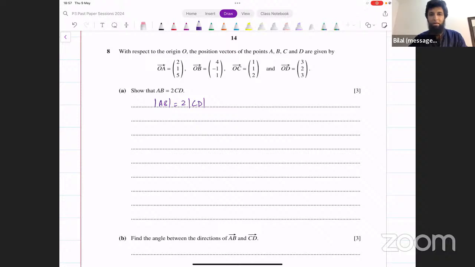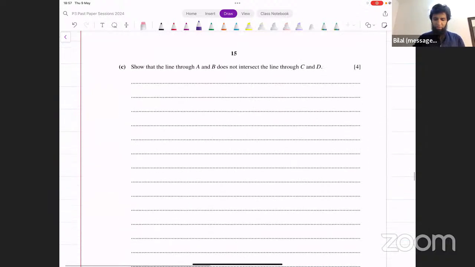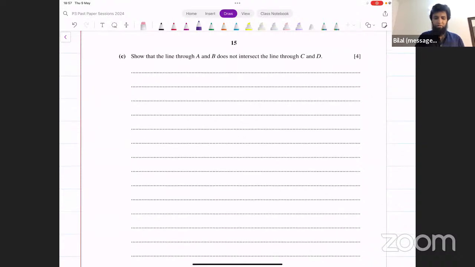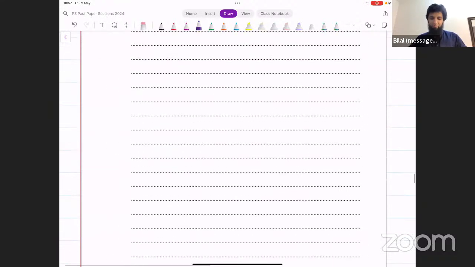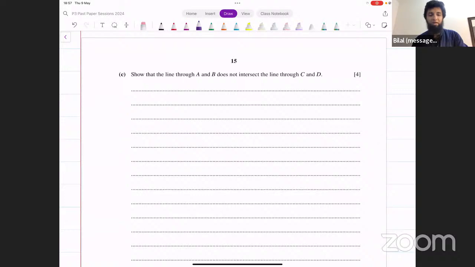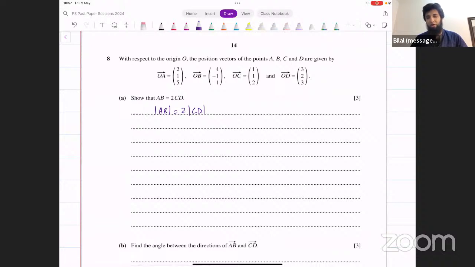Keep that in mind. So you can do that, find the angle between these two directions. Okay, you can do that as well. Show that the lines do not intersect. They are skew lines. That's a standard process. You can do that. You see, vectors questions often tend to be very straightforward. Or if they're not straightforward, there'll be one part that you have to really think about, but the rest of it is going to be standard methods.